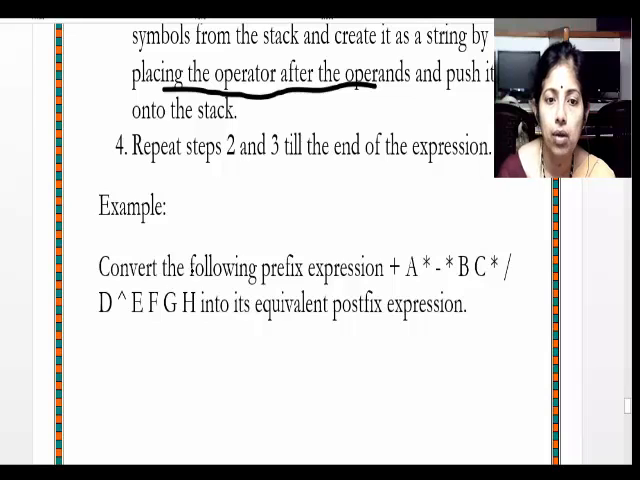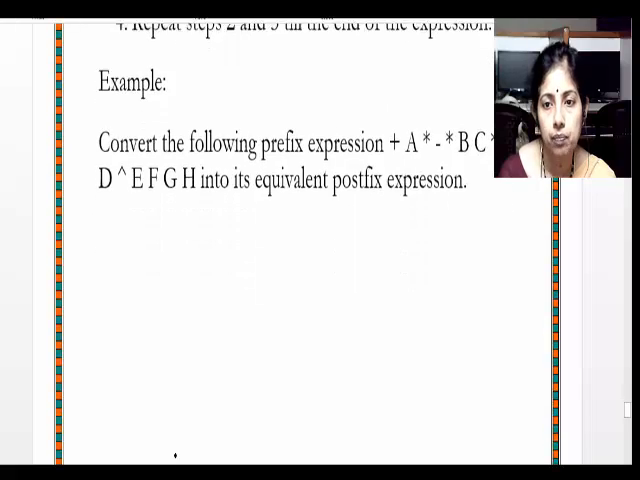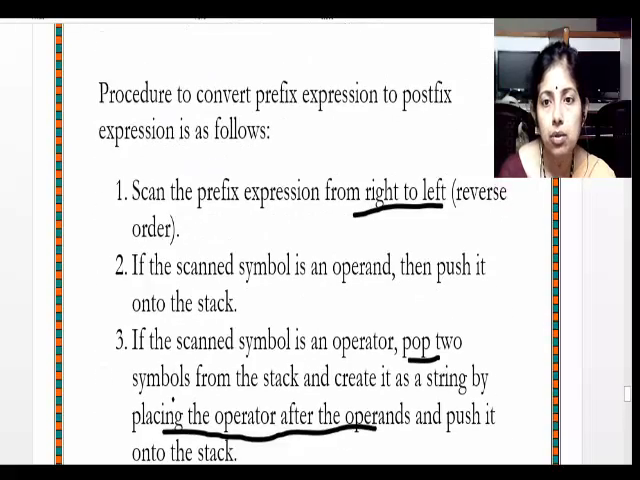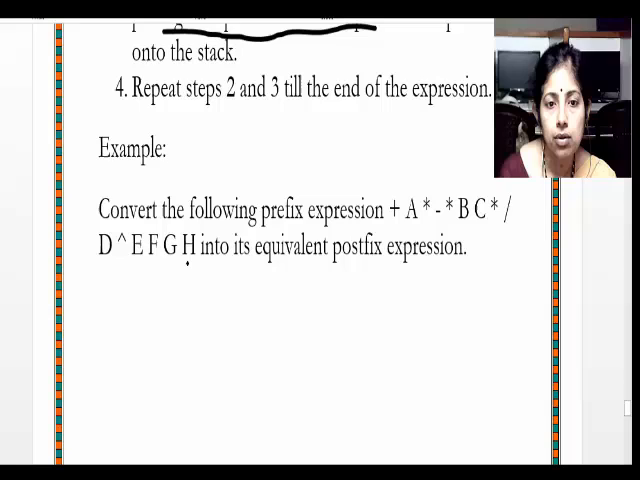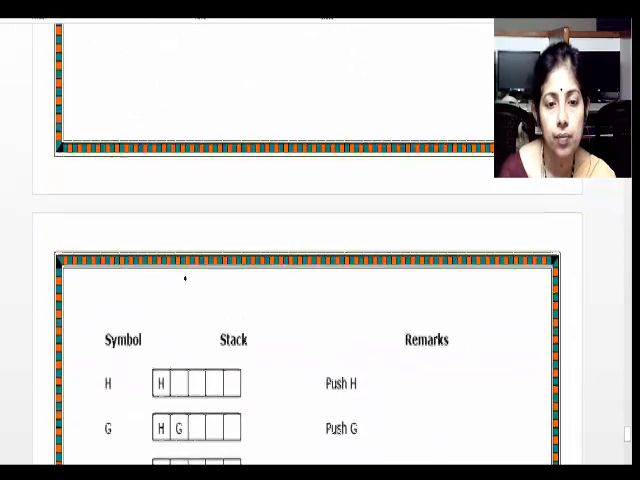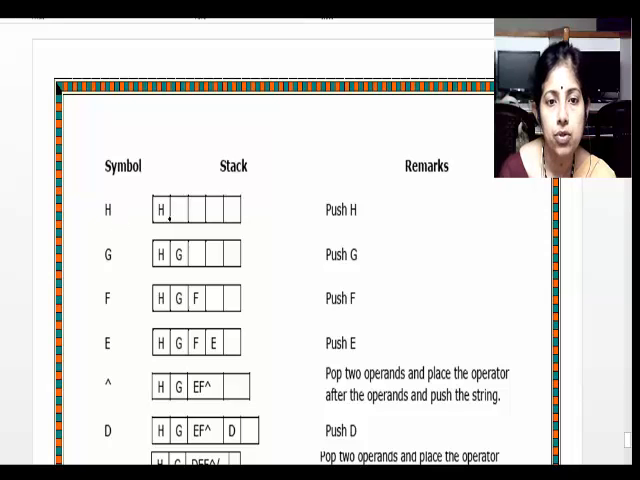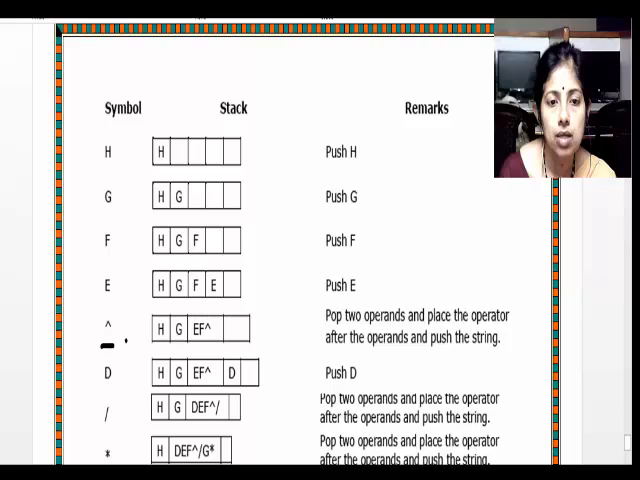So here is the example. You want to convert the prefix expression into its equivalent postfix expression. So you have to scan the symbols from right to left. So from right to left, H is the first symbol and it is an operand, so it will be pushed into the stack. And similarly, G is an operand, F is an operand, E is an operand. So 4 operands will be pushed in the same order into the stack. So the first symbol H is pushed onto the stack, G is pushed onto the stack, F is pushed onto the stack, E is pushed onto the stack, and the next symbol is an operator.